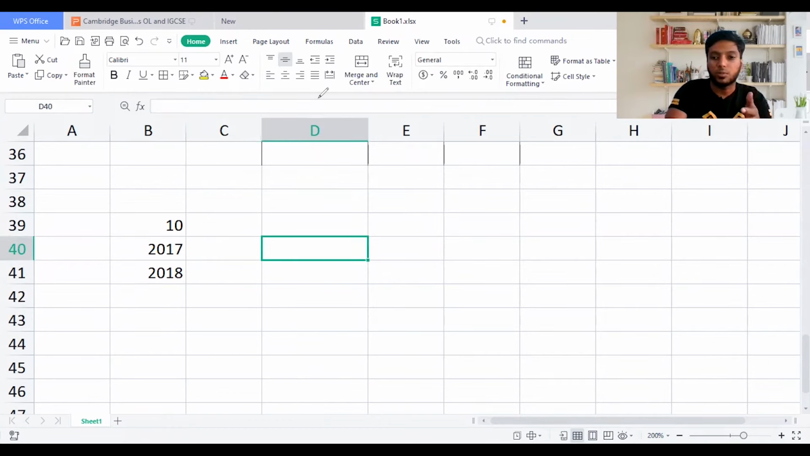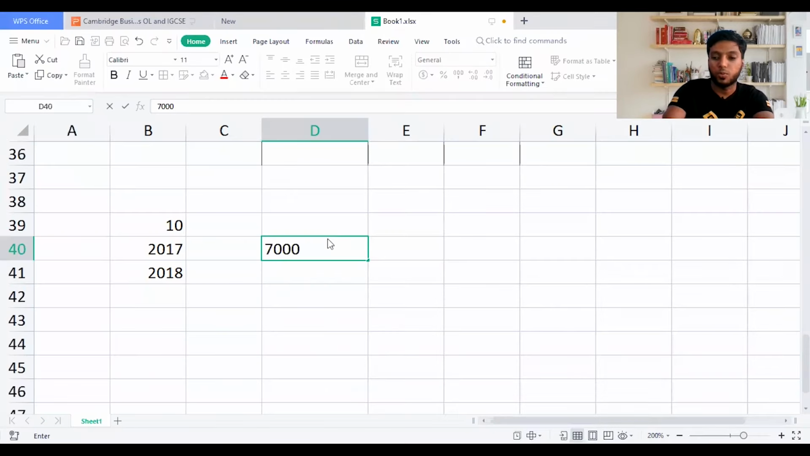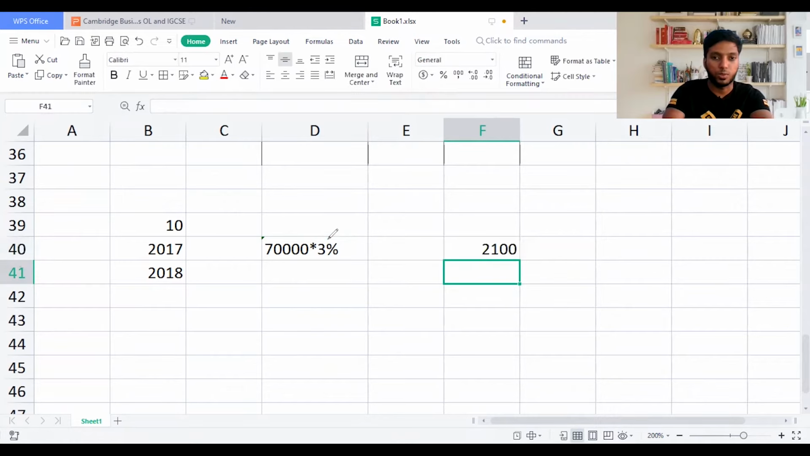First, we need to take the total amount. They said 70,000. So I'm going to take 70,000 into 3% in 2017 as the opening balance of 2018, I mean 2017 September 1st. And then at the end of 2018, 73,000 into 3%. So I'm going to take 70,000 into 3% to find my opening balance. How do I calculate? I can show you the calculation here. 70,000 into 3 over 100 will give me a value of 2,100.